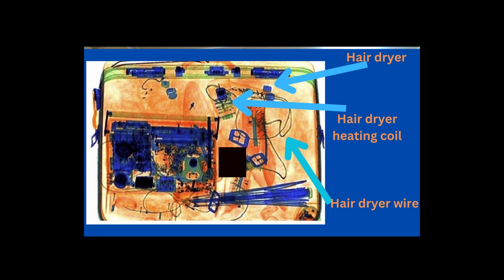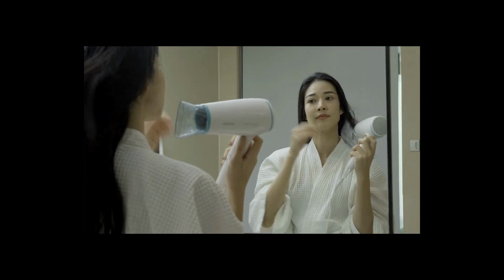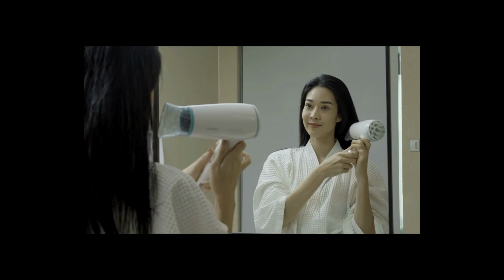There's an arrow pointing to the heating coil, and there's an arrow pointing to the wire that you plug in for the hair dryer. You put all those different things together for your brain to tell you this is a hair dryer instead of a bunch of parts and colors on a screen.